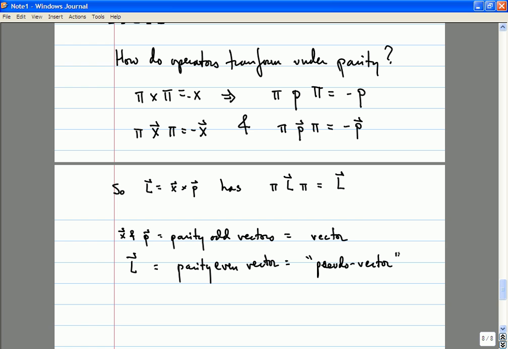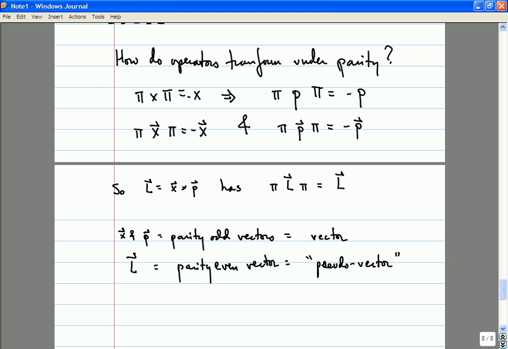The use of the word vector in this context, what do we mean by the word vector? A vector is a set of three quantities that transform in a particular way when you do a rotation. You multiply them by the rotation matrix. And so when I use the word pseudo here, what I'm saying is I'm not just telling you how this thing transforms under a rotation, I'm also saying how it transforms under a reflection. So when I distinguish between a normal vector and a pseudo vector, I'm telling you, in addition to how it transforms under a rotation, how it transforms under a reflection.